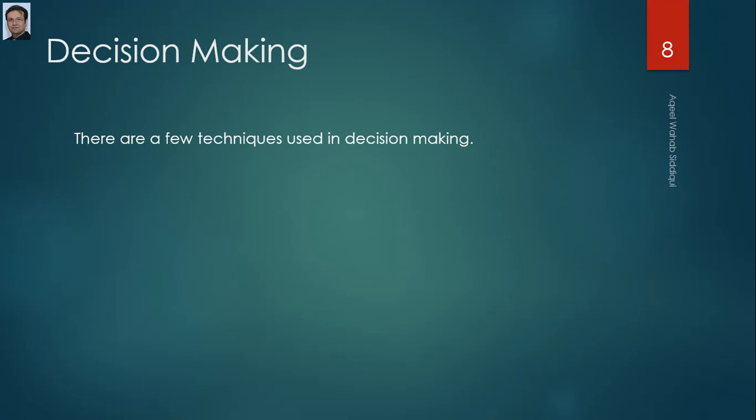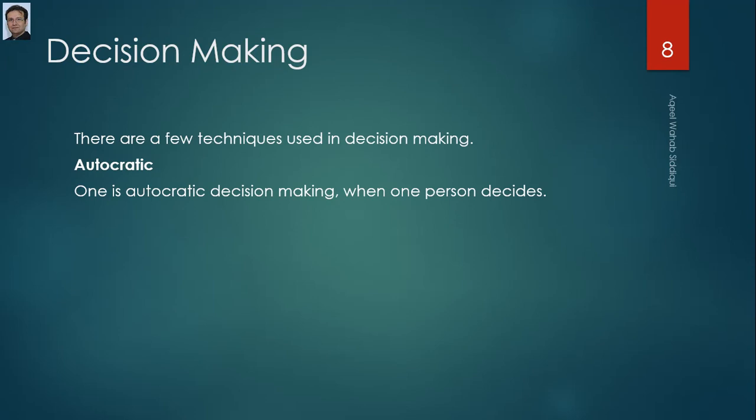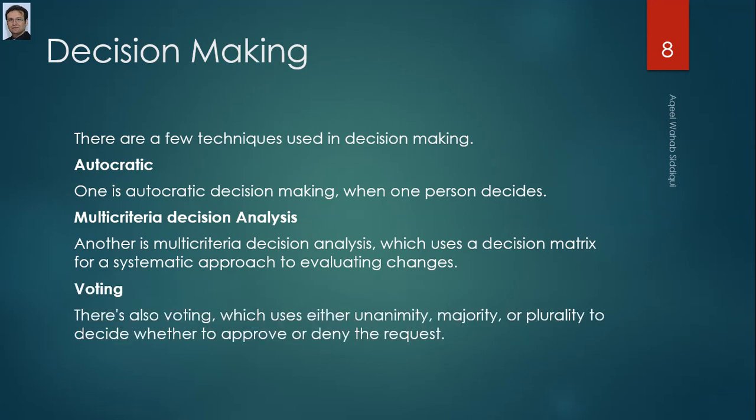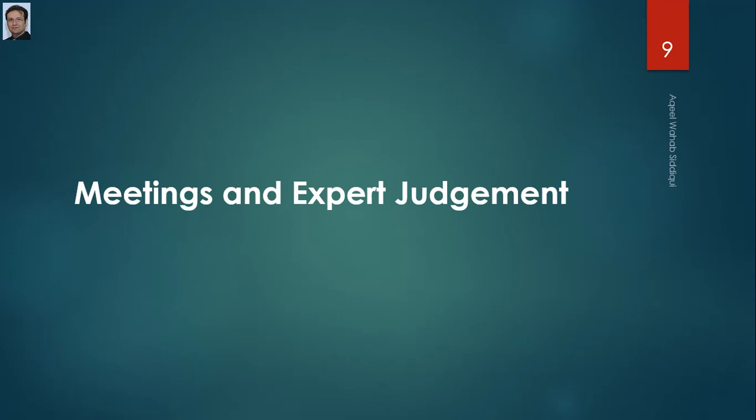The third tool and technique is called decision making. There are a few techniques used in decision making. First is autocratic, where one person decides. Then multi-criteria decision analysis, which uses a decision matrix as a systematic approach to evaluating changes. And voting, whether it is majority, plurality, or unanimity, there is also voting. Meetings and expert judgment are common tools and techniques used in almost all processes in project management.